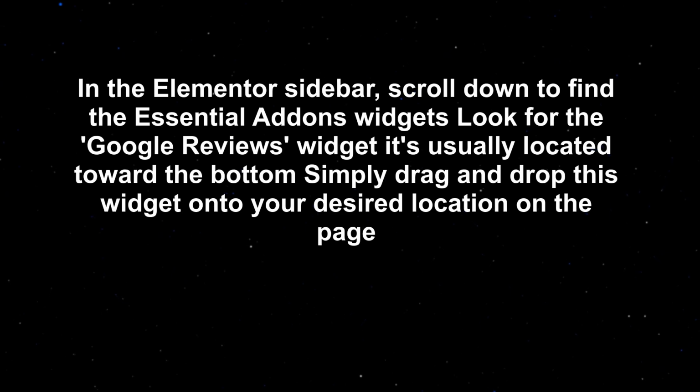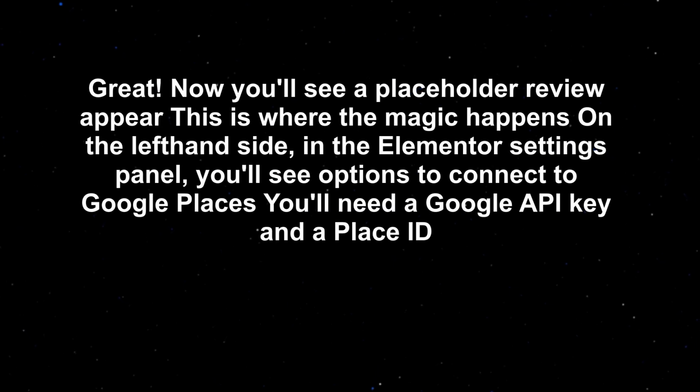Look for the Google Reviews widget. It's usually located toward the bottom. Simply drag and drop this widget onto your desired location on the page. Great! Now you'll see a placeholder review appear.